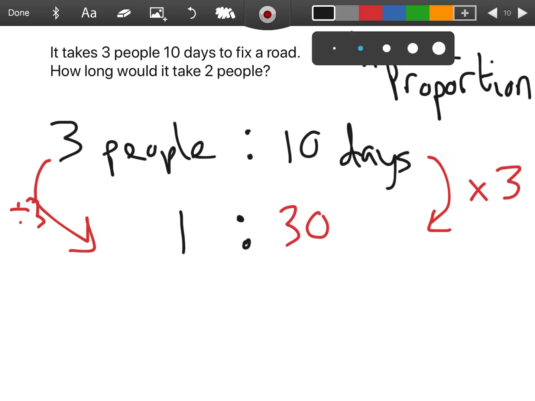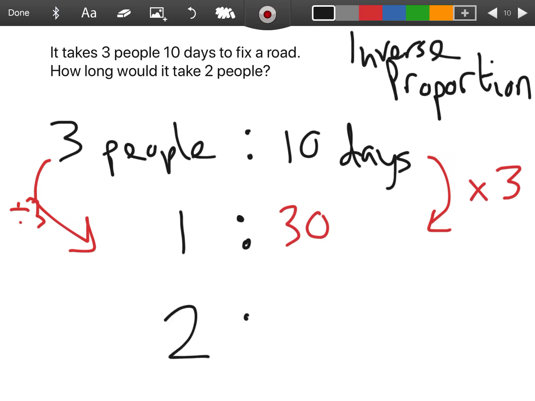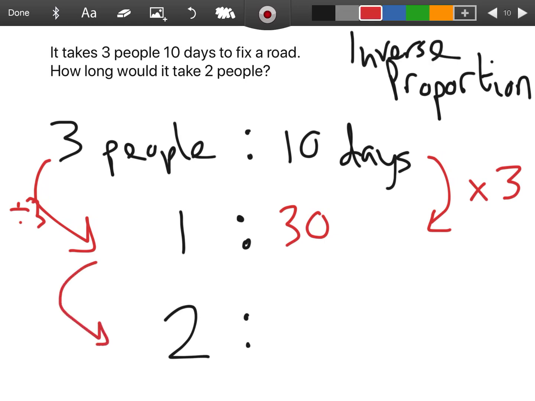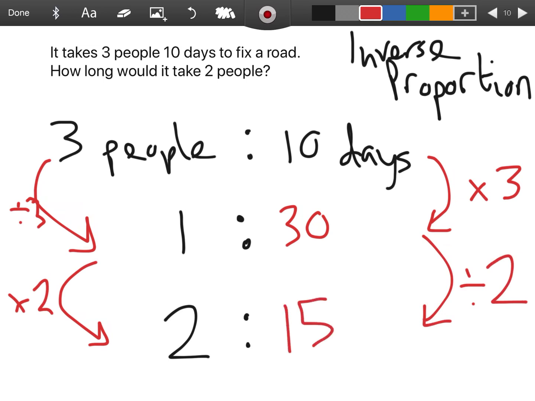That's not what I want, is it? I want 2 people. So to get from one person to 2 people, I've multiplied by 2, but it's not going to take longer for 2 people to fix the road than it is for one. It's going to take less time. So again, I'm going to do the opposite. Instead of timesing by 2, I'm going to divide by 2. So 30 divided by 2 gives me 15 days.